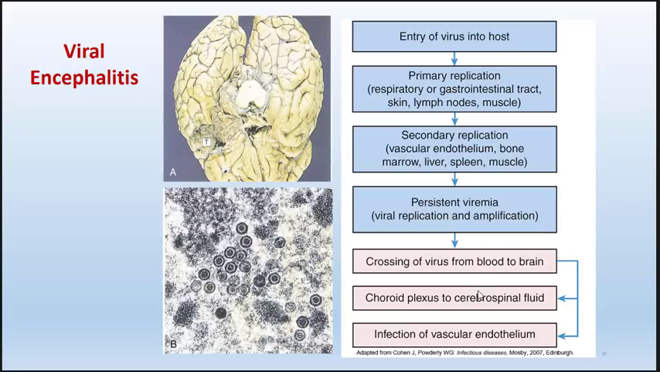And when this happens, now it has the ability to work its way to the brain and cross the blood-brain barrier. And at this point, it can infect the cerebrospinal fluid, but it can also infect the vascular endothelium, so the vessels themselves, leading to inflammation, and the source being a virus.